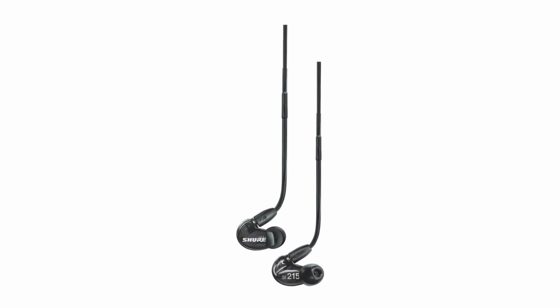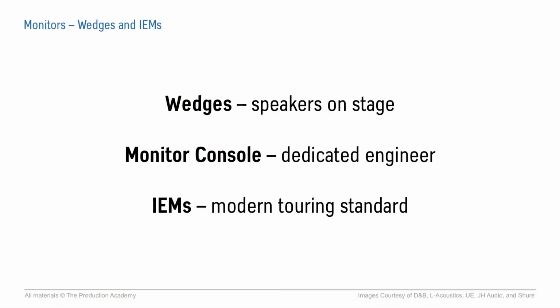If you don't want to buy custom molds, you can just use generic earbuds. These Shure 215s deliver some of the benefits of custom in-ears and go for about $100. There are many options out there, but most of all you want something comfortable that won't pop out in the middle of a show. In this video, we looked at wedges, how a separate monitor console can mix the monitors, and covered some topics on IEMs.